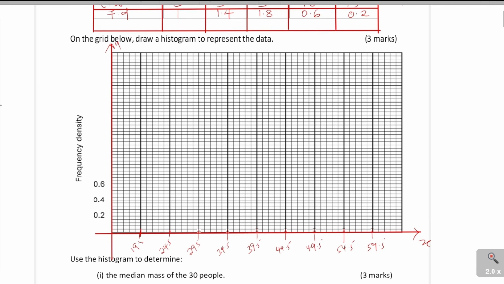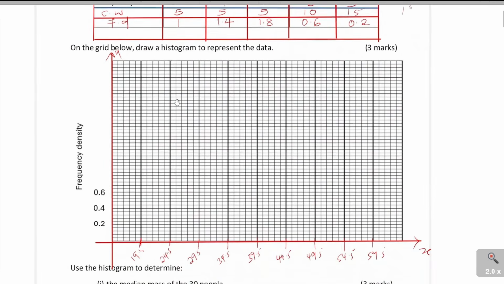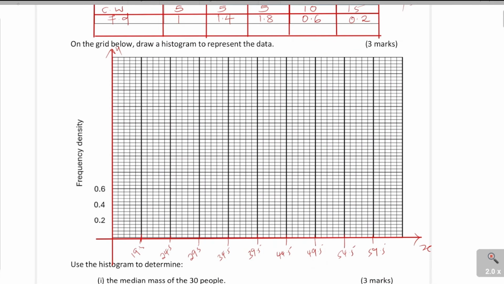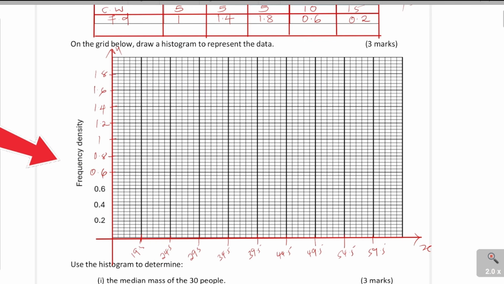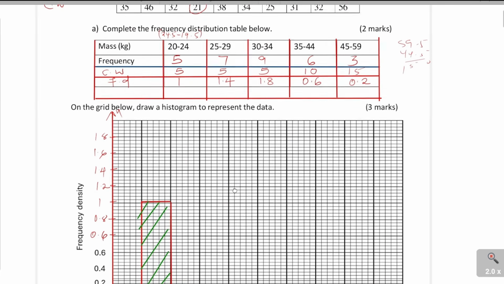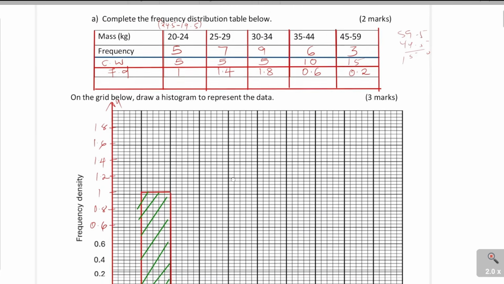So we now go to the first class, which has a frequency density of 1. We can complete this scale. Already we have the scale here: 0.2, 0.4, 0.6, 0.8, 1, 1.2, 1.4, 1.6, 1.8, like that. So we have 19.5 and it goes up to 1. That is the class. Then the other one begins from 25. The next class, 25 to 29, has a frequency density of 1.4.